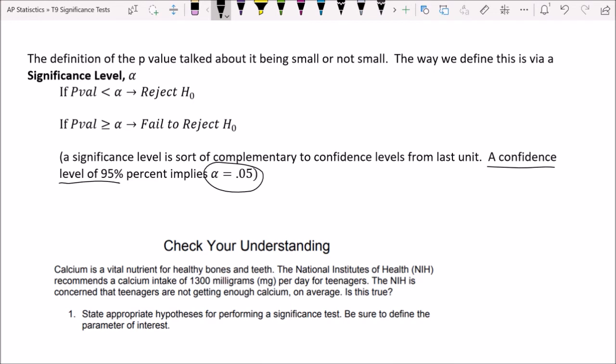So specifically, this is how we use our result at the end of a significance test. If our p-value is small, less than alpha, then we reject the null hypothesis. But if it's too large, that it's greater than or equal to alpha, then we fail to reject the null hypothesis. Okay, let's do an example.